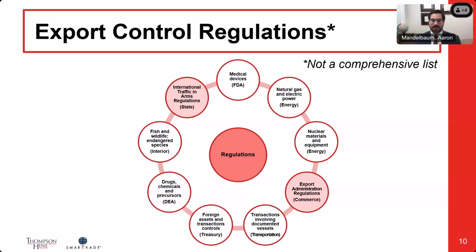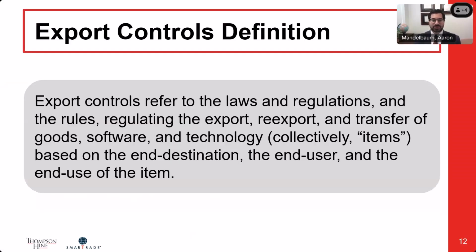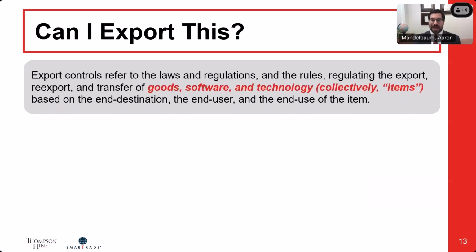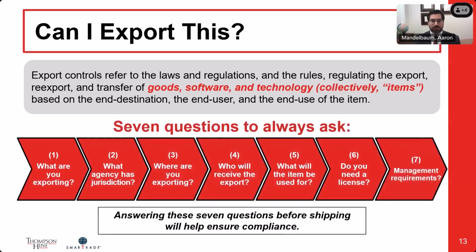So now that we know what export controls are, why they're implemented in the first place, and where they come from, let's get to the bulk of this presentation, which is this very simple but challenging question: can I export this? And of course, that naturally begs the question, well, what is this? As we can see in our definition, it is the goods, software, and technology, collectively what we are referring to as items. When we ask ourselves, can I export this item, we are engaging in a multi-step process to figure out if we can really export something, to ensure that we're complying with US export controls.